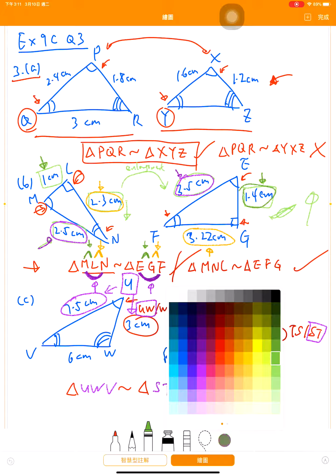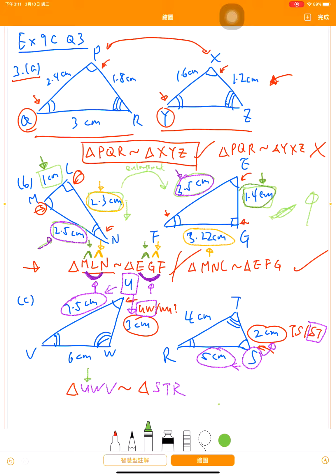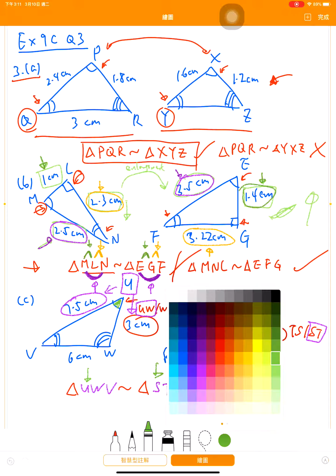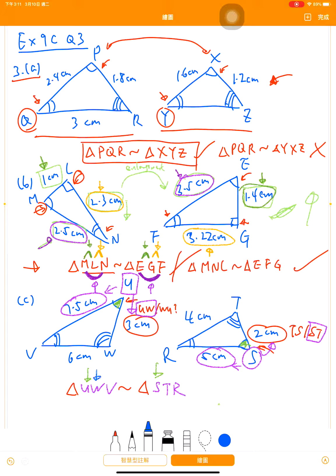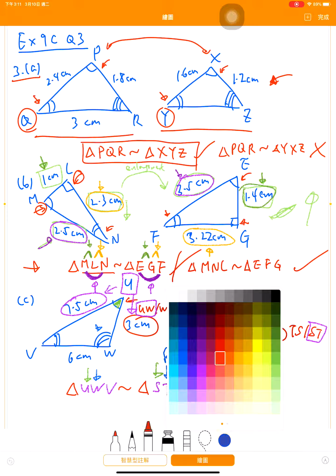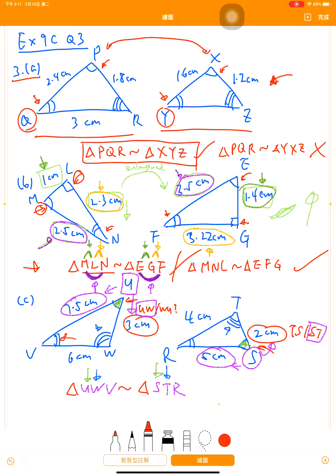If we check the angle, U is this one, S is this one, correct? For the other one, W is this one, 3 points, and 3 points, and this one T also, right? Then the last angle must be equal. There is the V, and this one R, the same. So this one is correct. Understand? So there are two ways to see which point corresponds to which point. So let's have a try by yourself.